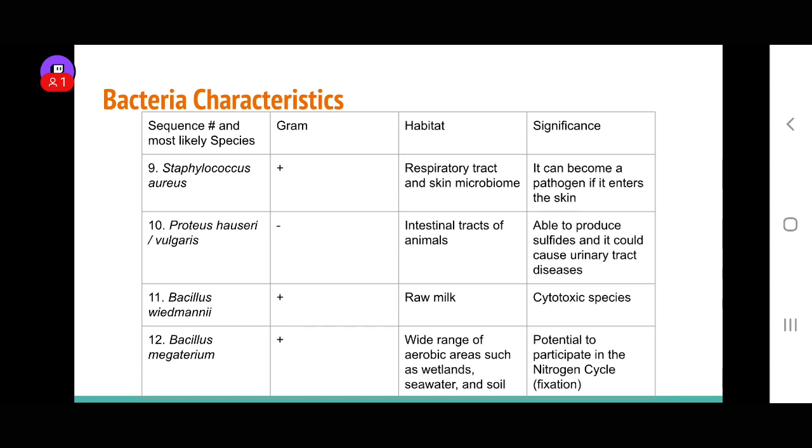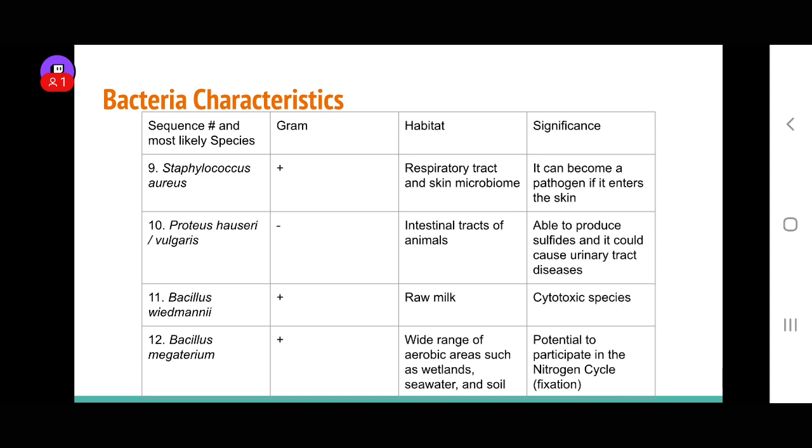More information on the bacteria and the sequence number that they most compared to. Sequence number 9 was most related to the Staphylococcus aureus sequence for this 16S gene. And Staphylococcus aureus is a gram-positive bacteria. Its habitat is the respiratory tract, and it's actually a main component of the microbiota, which is the natural biome of microbes on the human skin.